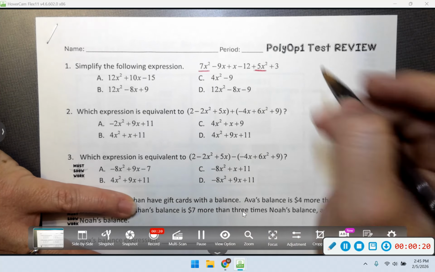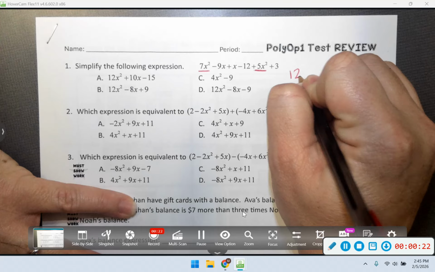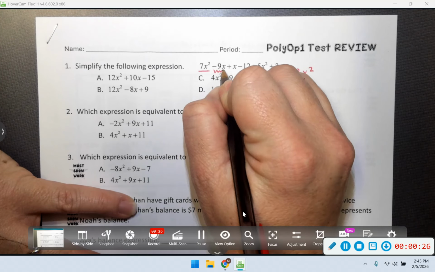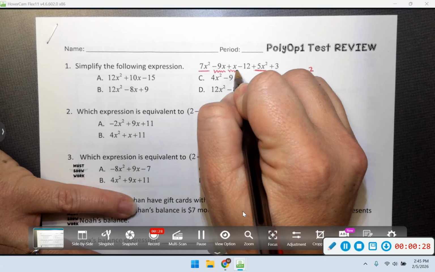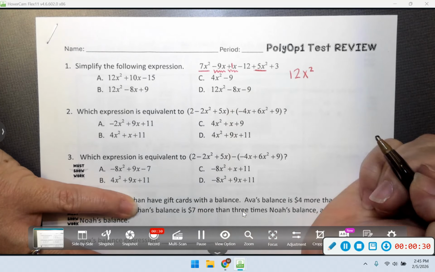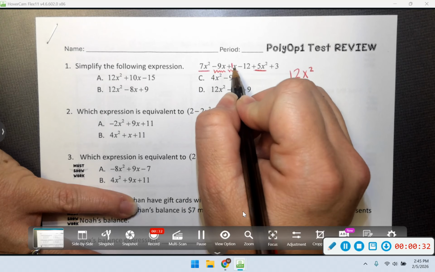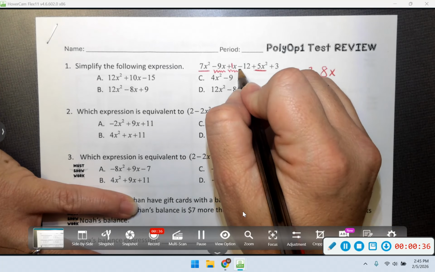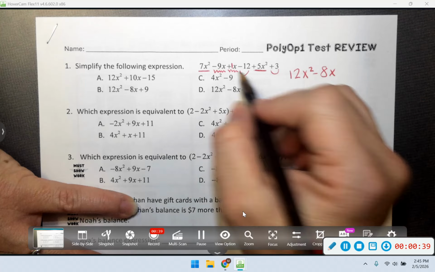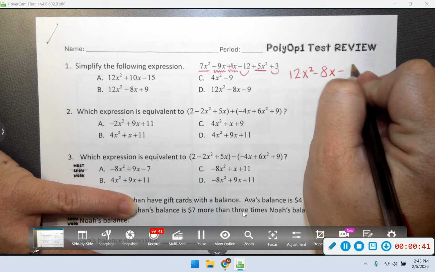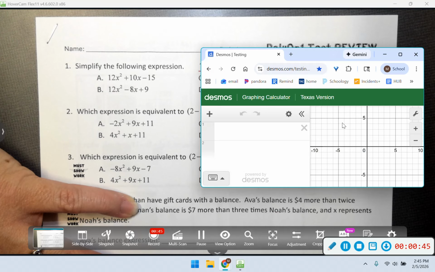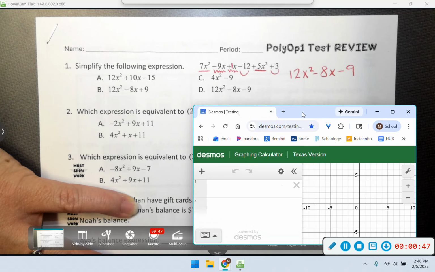7 plus 5 is 12. So I have 12x squared. Then I have this 9x, and then I also have just an x here, which if there's no number, we can put a 1. So negative 9 plus 1 is negative 8. Don't forget the x. And then my constants, which have no letter, negative 12 plus 3 is negative 9, which you can use your calculator if you need to. You just can't type the letters.